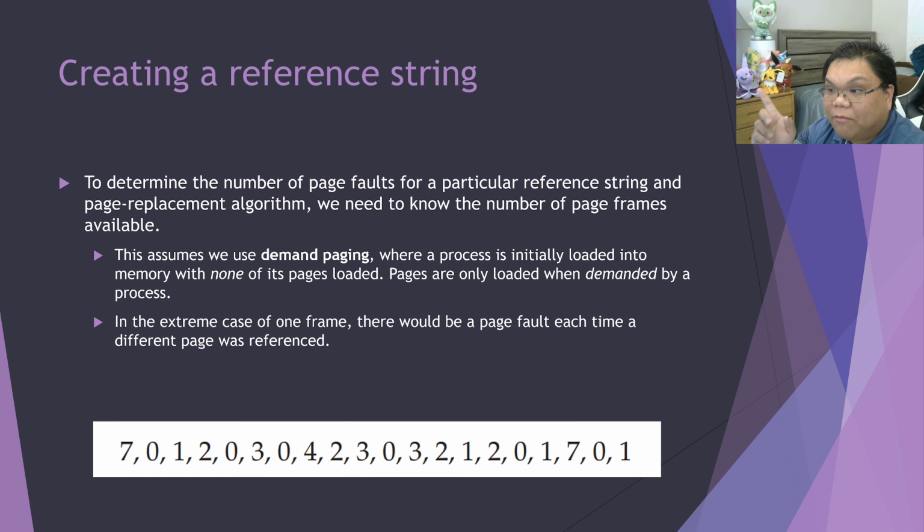To determine the number of page faults for a particular reference string and page replacement algorithm, we need to know the number of page frames available. This assumes that we use something called demand paging. When a process is loaded, none of the pages associated with it are loaded into memory. We only load pages when they're demanded by a process. In the extreme case of one page frame, there's going to be a page fault every time you need to access a new page.